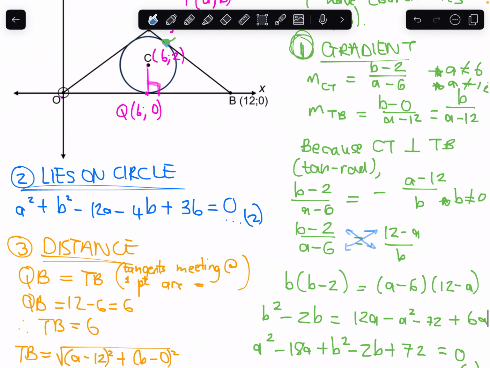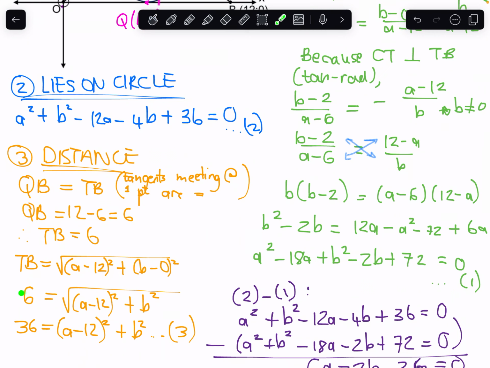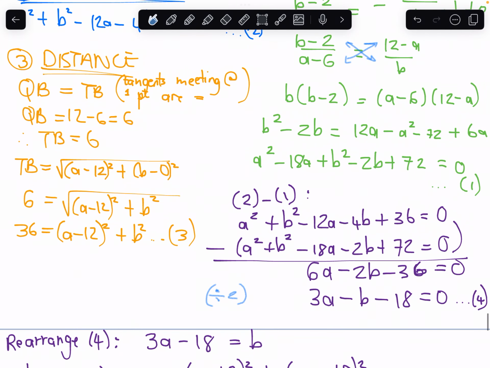So that was the x-coordinate of T, a minus 12 squared plus b minus 0 squared. The square root of that is equal to 6. And then I square both sides to get rid of this root. And I just then have 36 is equal to a minus 12 squared plus b squared. So I now have 3 equations, which is abundant.